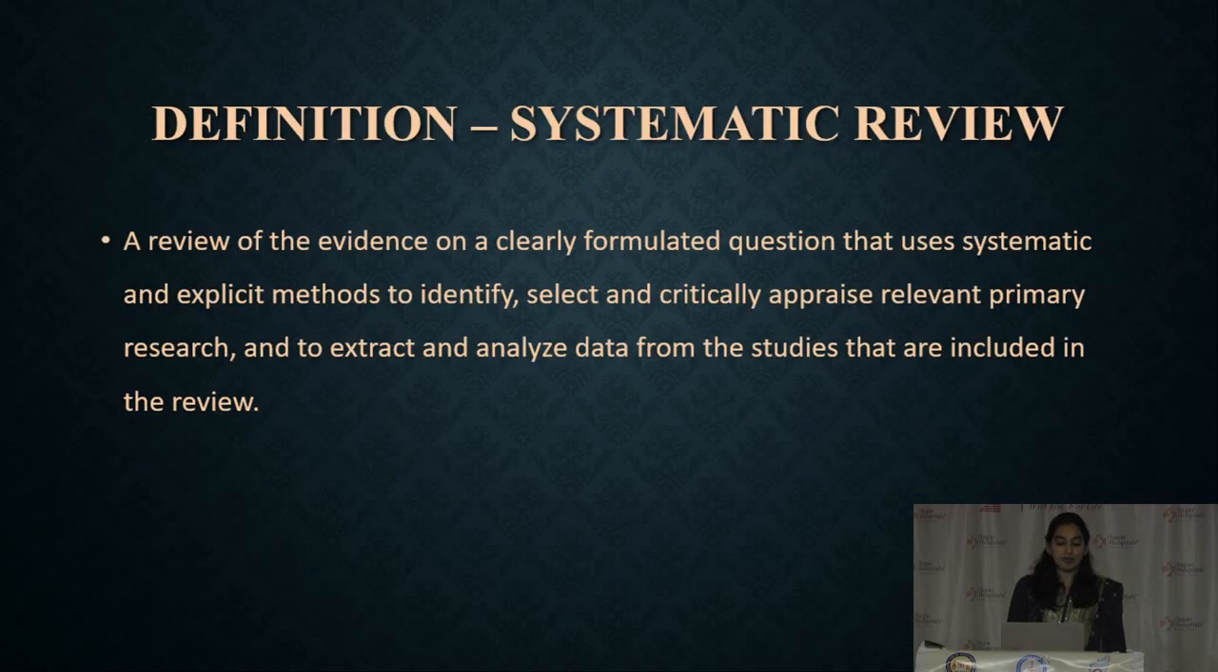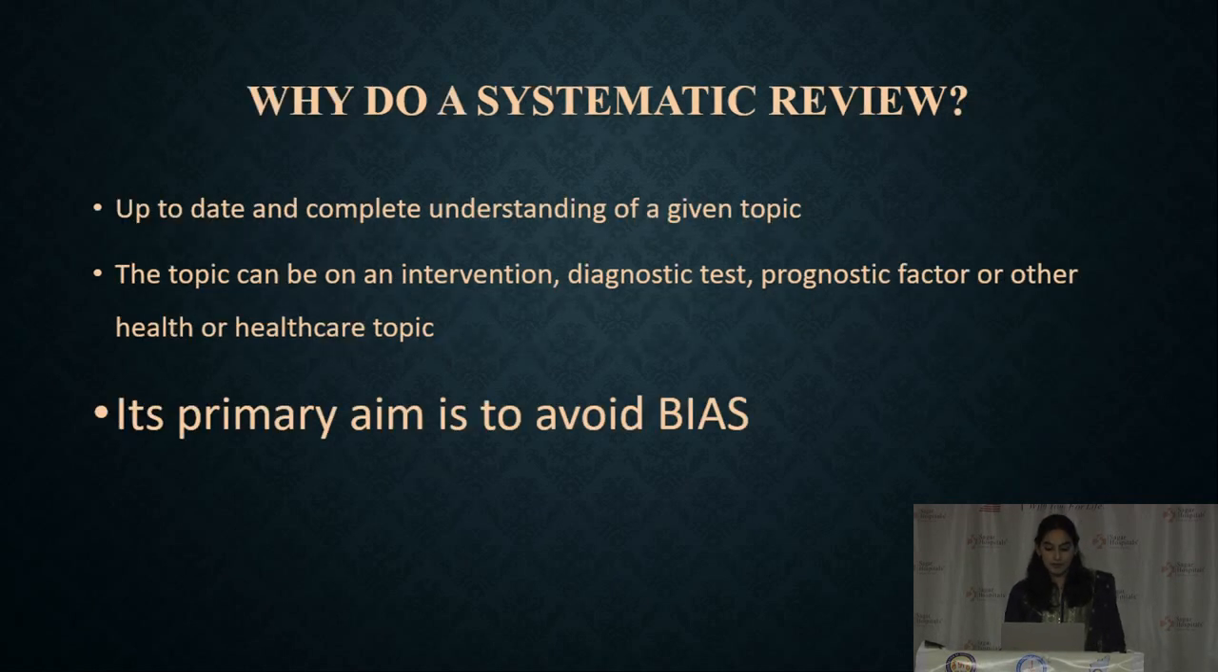To define systematic review, it is a review of evidence on a clearly formulated question that uses systematic and explicit methods to identify, select, and critically appraise relevant primary research and to extract and analyze data from the studies that are included in the review. So why do we have to do a systematic review? Systematic reviews were developed out of a need to ensure that decisions affecting people's lives were informed by an up-to-date and complete understanding of that particular research question. The topic that you select can be an intervention, a diagnostic test, a prognostic factor, or any other healthcare topic.